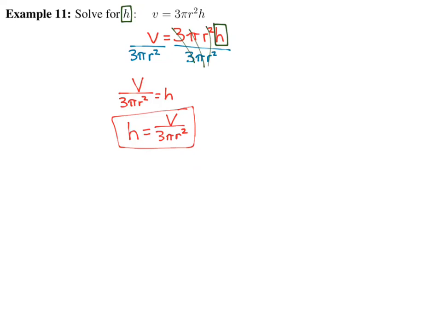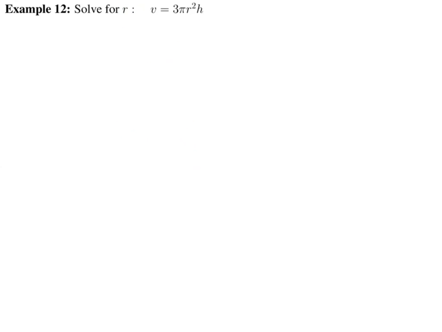One more example to go. I'm going to solve this last one for r. It's the same equation as the last example, but we're solving for a different variable. Solving for r. So, divide both sides by 3 pi h, because those are all multiplied in by the r. So V over 3 pi h equals r squared, because the r was squared.